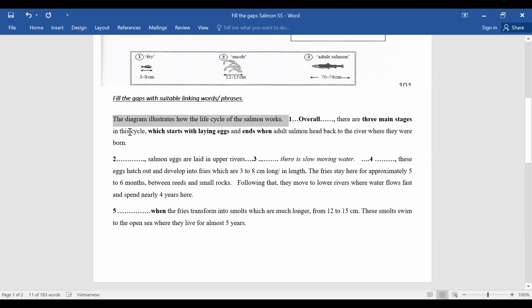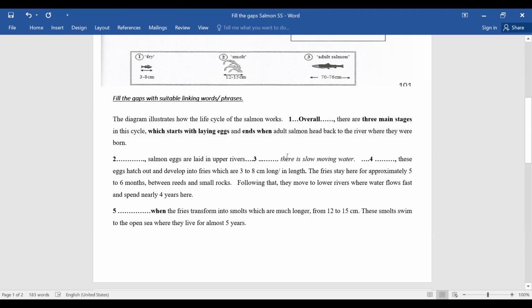Nên nó chỉ có là biểu đồ thể hiện cái vòng đời con cá hồi, loài cá hồi hoạt động thế nào. Thế nên mở bài đã siêu ngắn rồi và cái overview cũng chỉ có một câu thôi. Nên thường em sẽ thấy khi viết người ta gộp luôn, bởi vì người ta tránh chuyện viết đoạn văn thân bài chỉ có một câu. Và phân tích cho em nhé.